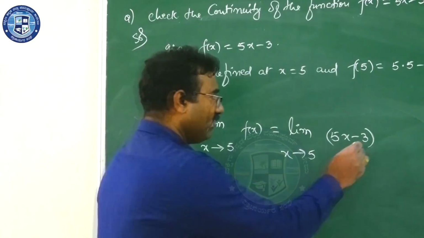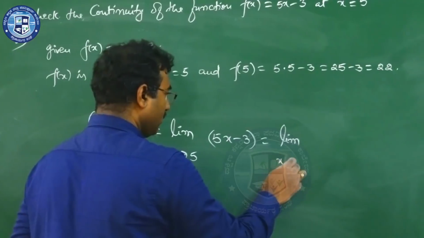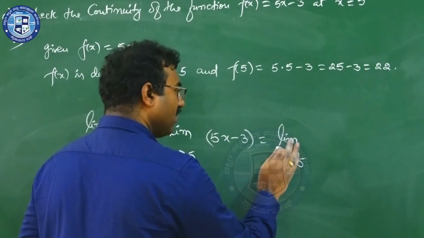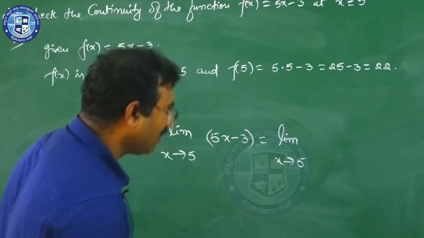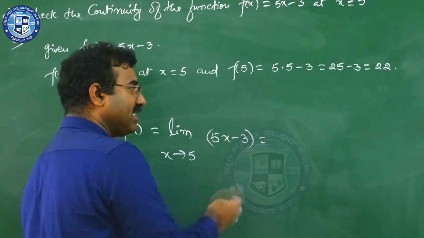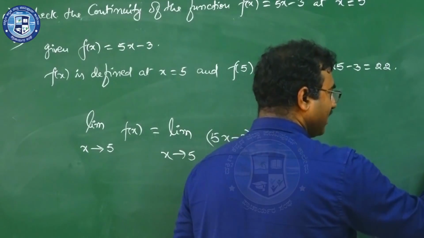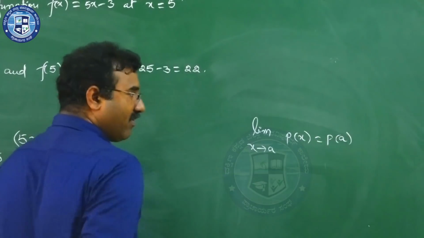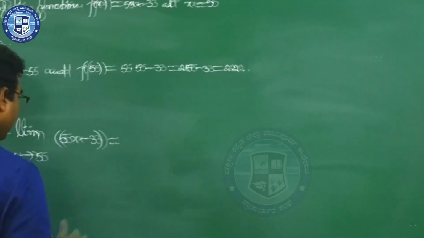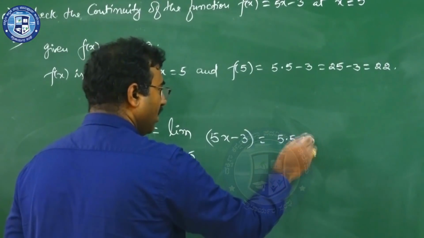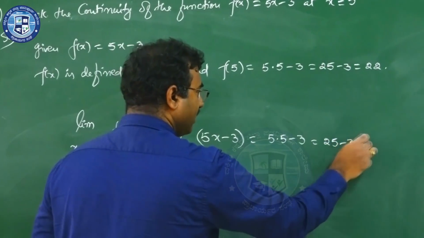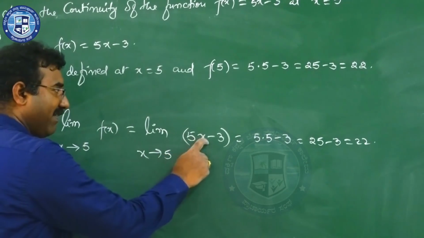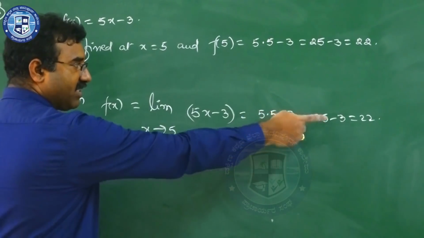So limit x extends to 5 of 5x minus 3. Because it is a linear polynomial, I have already told you that you can directly substitute. We discussed in the previous session that limit x extends to a, if it is a polynomial p of x, straight away the value will be p of a. So now I am substituting: 5 into 5 minus 3, 25 minus 3, 22. So the limiting value is also 22. When x is coming close to 5, 5x comes close to 25, and 25 minus 3 is 22.